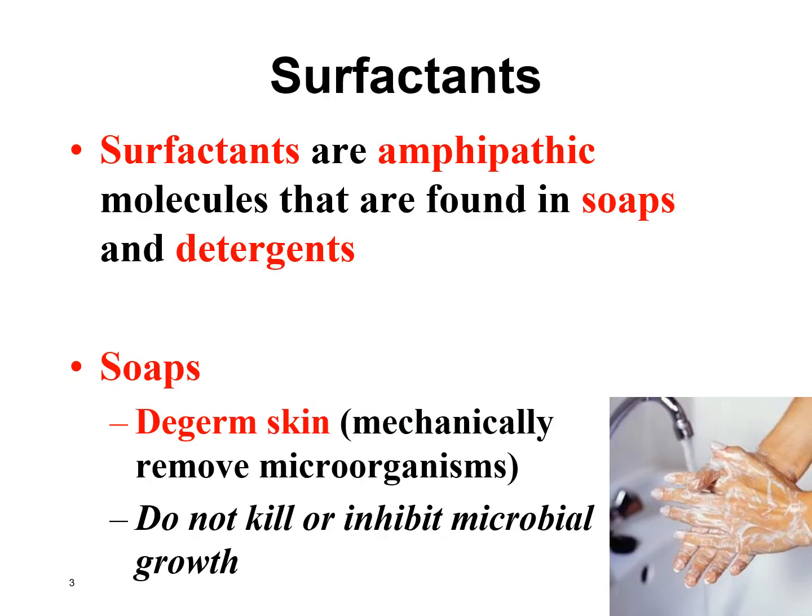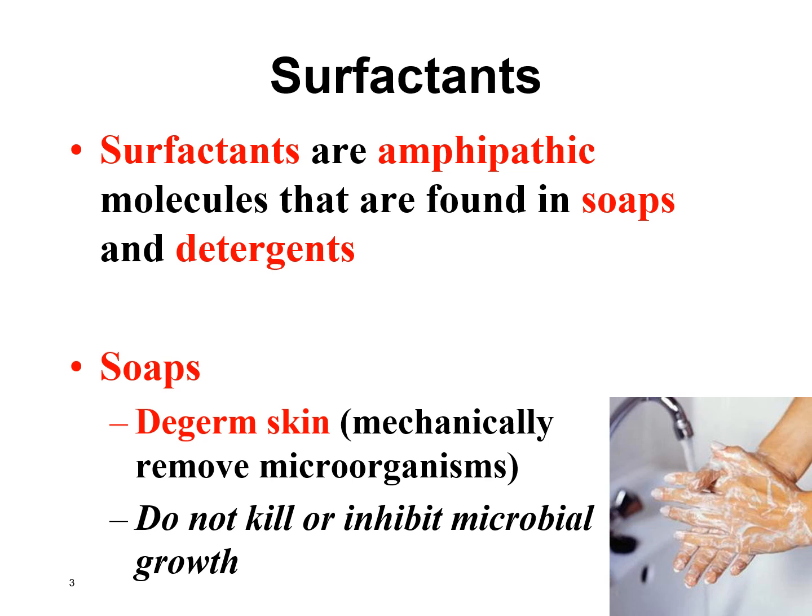Right, our next chemical to control the growth of microorganisms would be our surfactants, which include soaps and detergents. These are amphipathic molecules, and remember that the word amphipathic means that the molecule has both a hydrophilic part and a hydrophobic part. So that's how it's going to be able to work its way into the cell membrane and disrupt it.